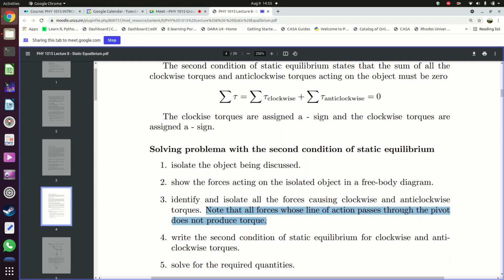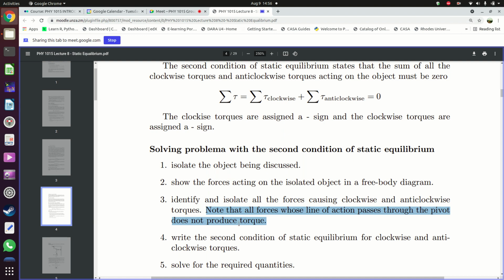So if you choose a pivot, because you are trying to make sure that this thing doesn't rotate, whether it rotates or does not rotate, there has to be a pivot somewhere. And you can just choose a pivot to be any point. But you need to take advantage of certain things when you're choosing a pivot. You need to choose a pivot where a number of forces are passing through, because if those forces pass through that particular pivot, those forces will not produce any torque.